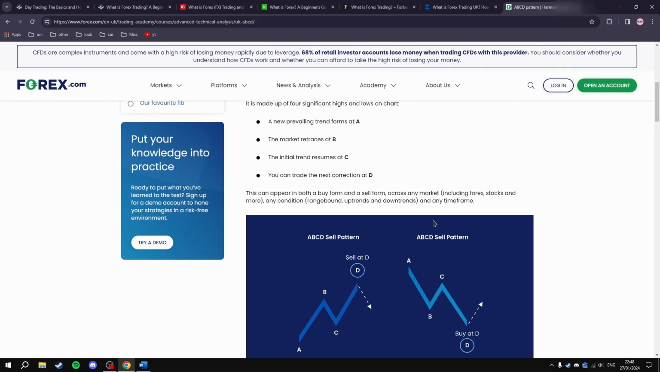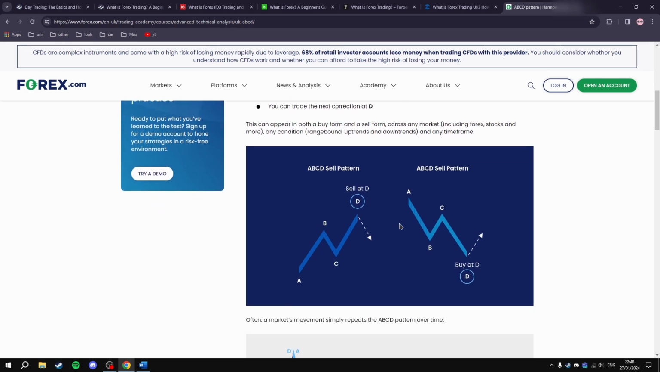So this can appear in both a buy form and a sell form across any market, including Forex, stocks and more, any condition, range bound, uptrends or downtrends, and any time frame.